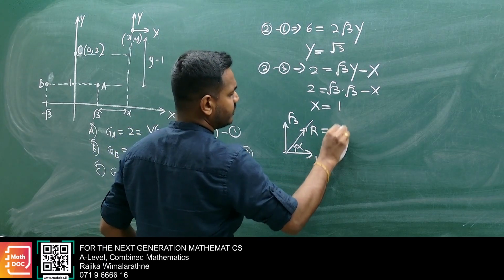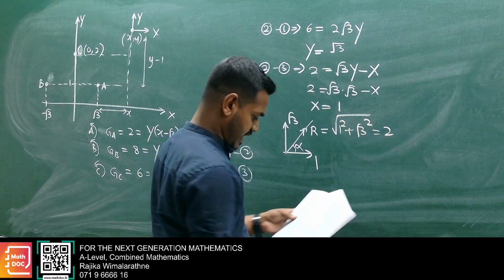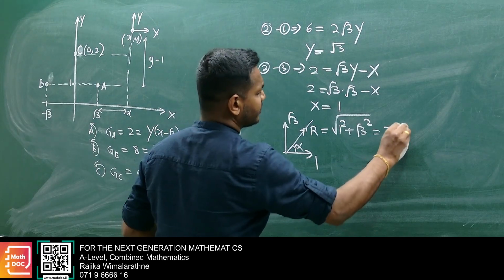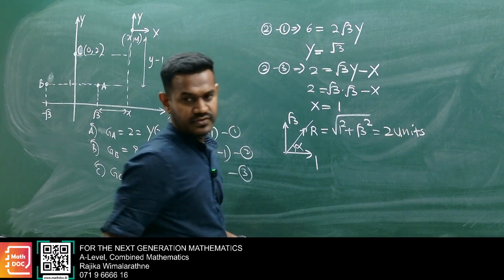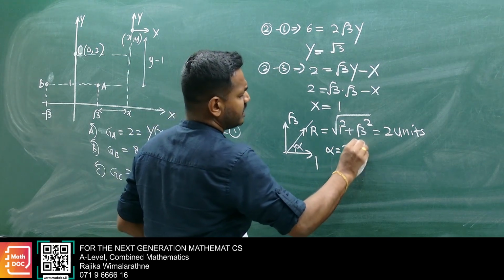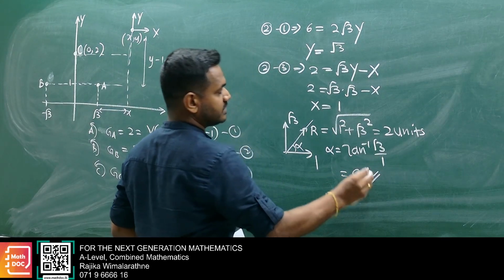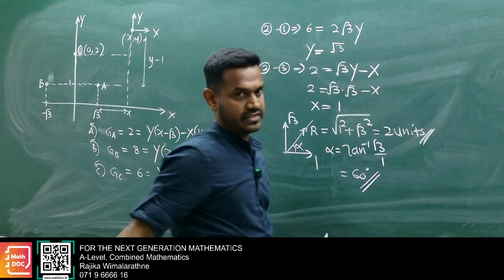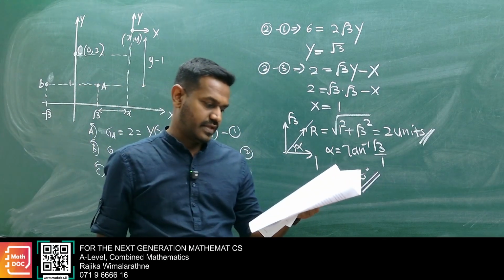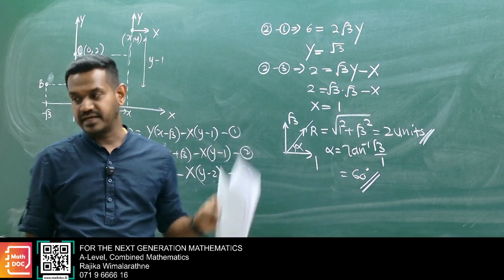Then R equals square root of 1 squared plus root 3 squared. We have magnitude 2 units. Then alpha is tan inverse of root 3 divided by 1, that is 60-degree inclination to the horizontal. We need to show that. Thereafter, we need to find the x and y intercepts of the resultant. So first do up to that.